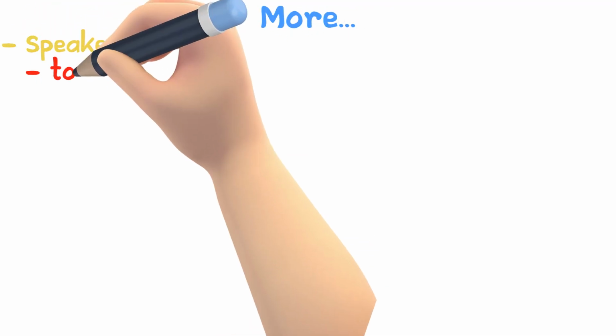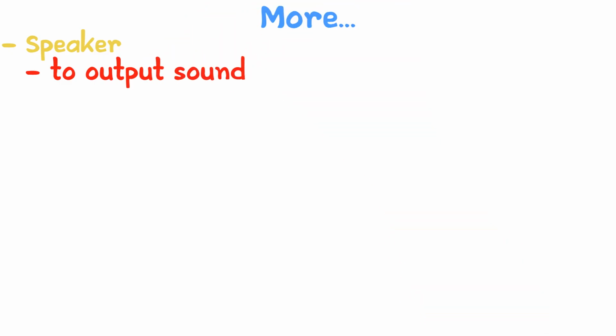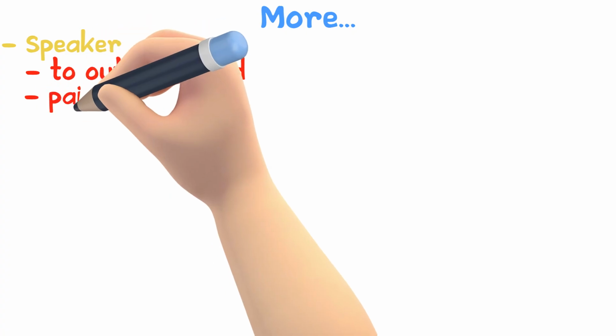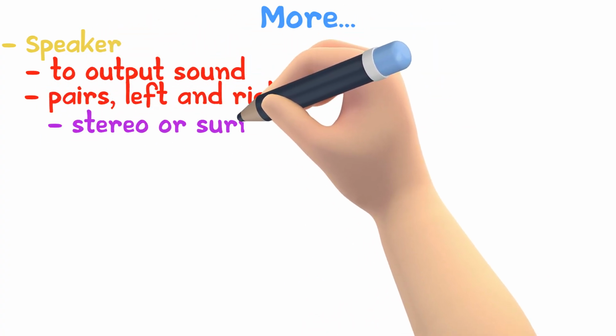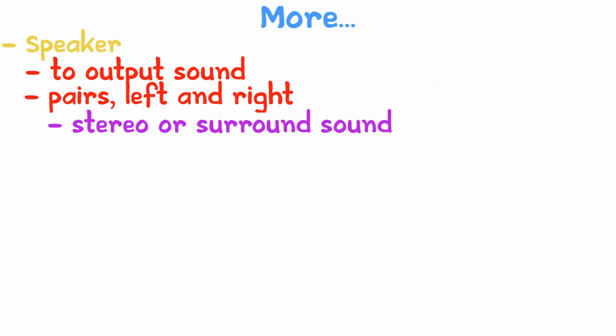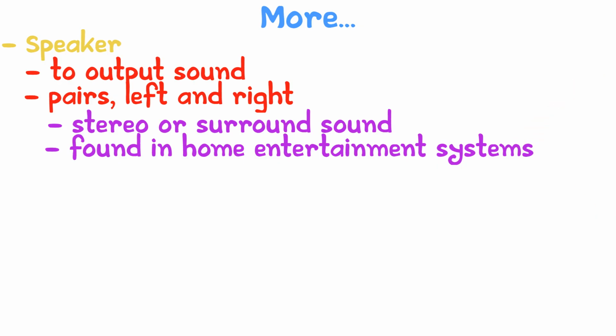Speakers. A speaker, as you probably already know, is used to output sound. You often get them in pairs, one to output the right sound and the other for the left. This is called stereo or surround sound and is often found in home entertainment systems.